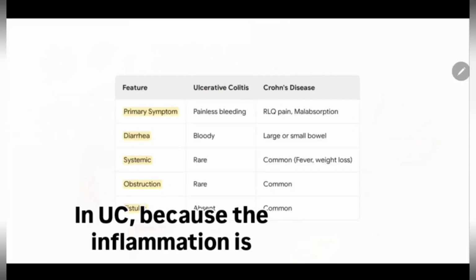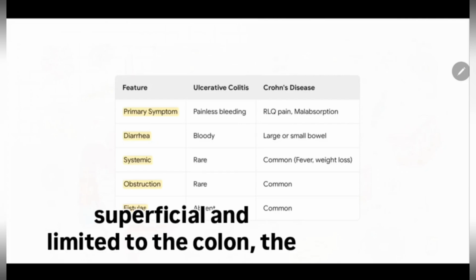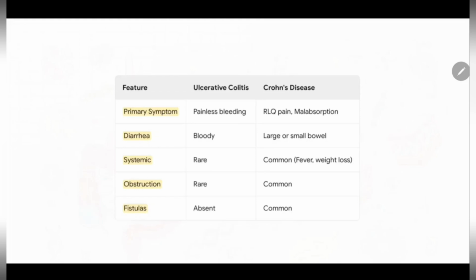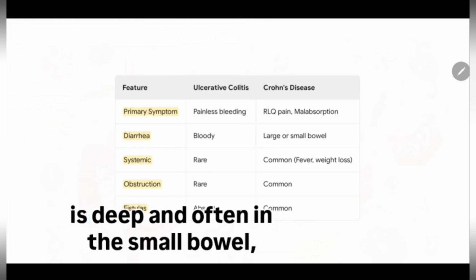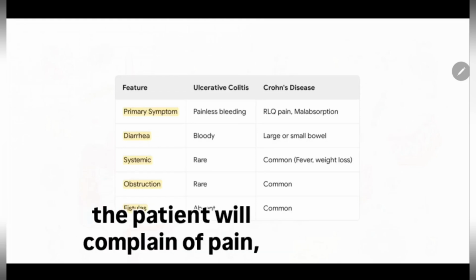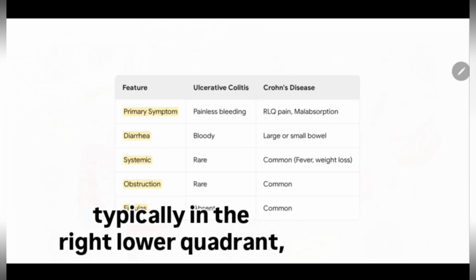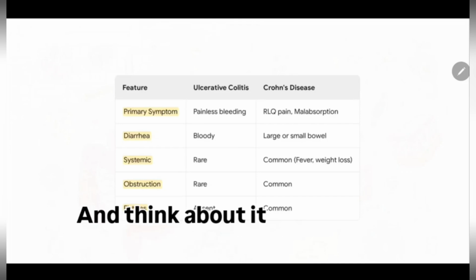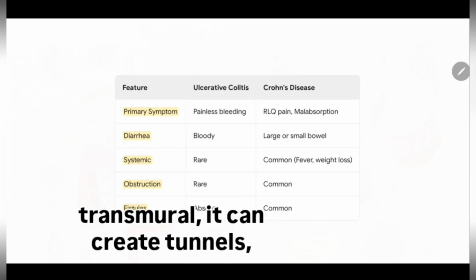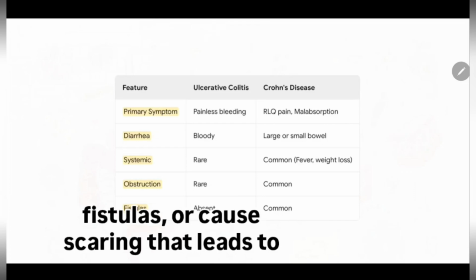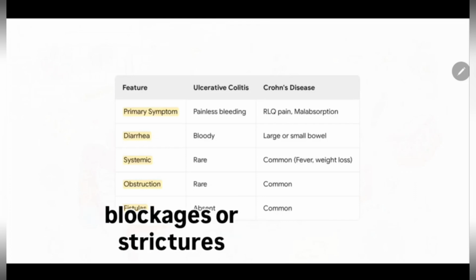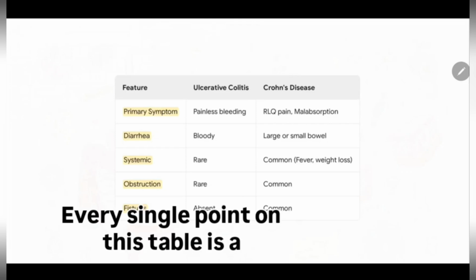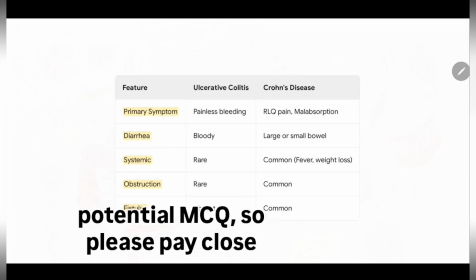In UC, because the inflammation is superficial and limited to the colon, the number one symptom is painless bleeding from the rectum with bloody diarrhea. But in Crohn's, because the inflammation is deep and often in the small bowel, the patient will complain of pain, typically in the right lower quadrant, and signs of malabsorption, like weight loss. And think about it. Because the inflammation in Crohn's is transmural, it can create tunnels, fistulas, or cause scarring that leads to blockages or strictures. These are very rare in UC. Every single point on this table is a potential MCQ, so please pay close attention.